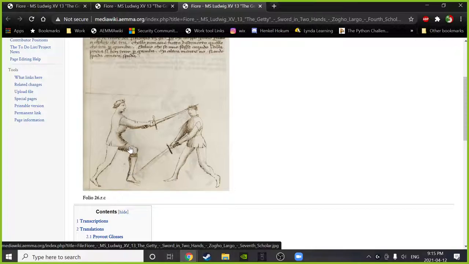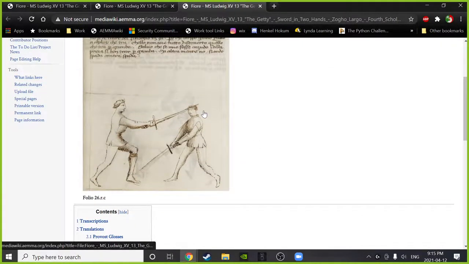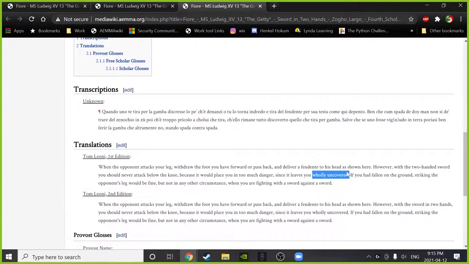Attacks to the thigh barely cover anything at all. Attacks below the knee don't cover anything whatsoever. Right? Not whatsoever. And this also may be a reason why Fiore doesn't advocate crossing the sword low in this case. Because then your sword is low as well and engaged, and then your high and middle targets are completely open. But we'll revisit that when we look at the breaking of the point.